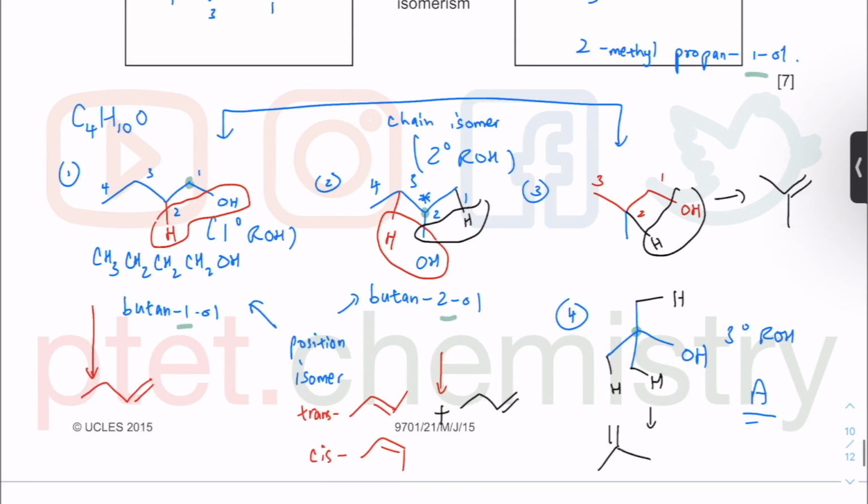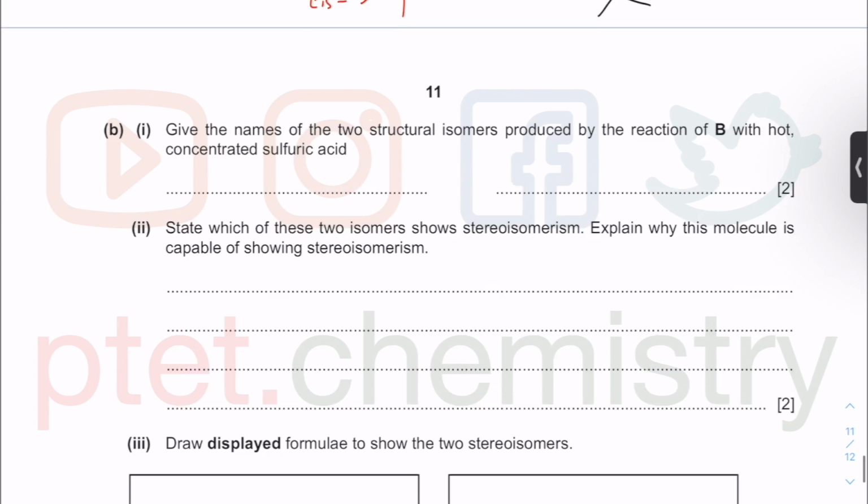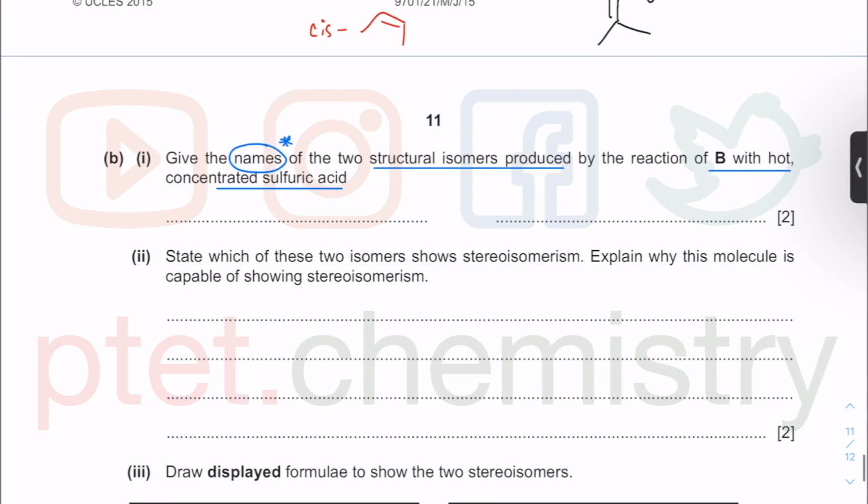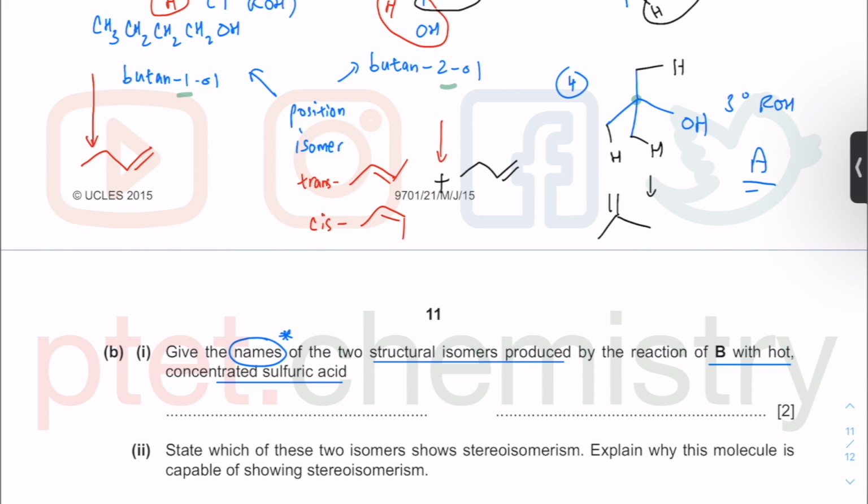Anyway, is that the end of the question? Not really. There was just 7 marks. We also have this next page there. So give the names. They want the names of the 2 structural isomers produced by the reaction of B with the hot concentrated sulfuric acid. So the 2 structural isomers are these, not these and these, but these and these.